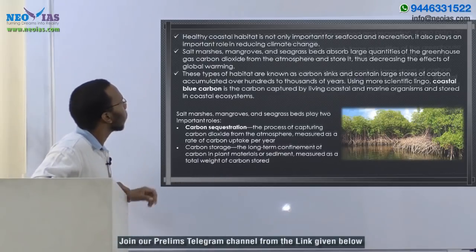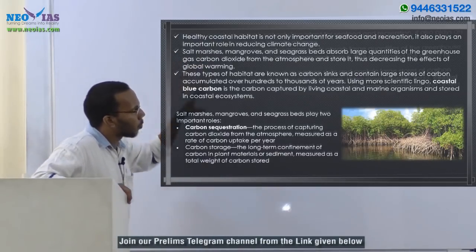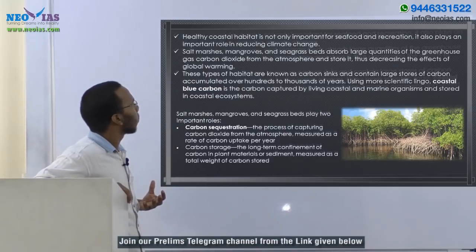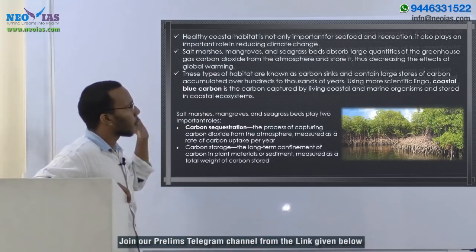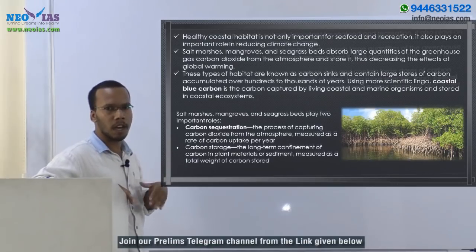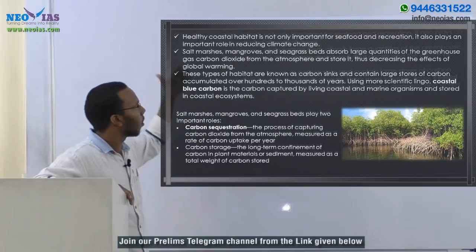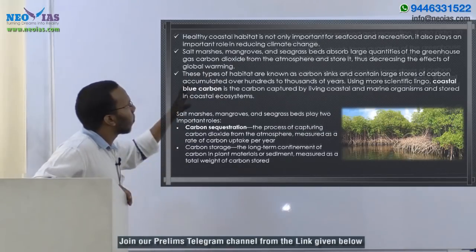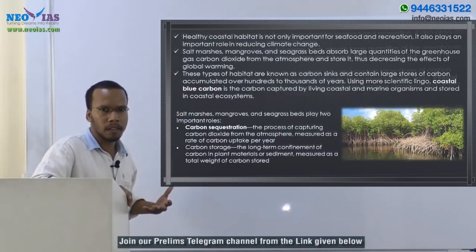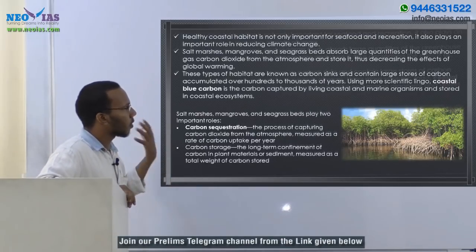Then salt marshes, mangroves and seagrass beds absorb large quantities of the greenhouse gas carbon dioxide from the atmosphere and store it. That means they are sequestering the carbon. Carbon sequestration is done by this mangrove vegetation and seagrasses like that. And thus by absorbing this carbon dioxide from the atmosphere, they are decreasing the effects of global warming, thereby reducing climate change. So these types of habitat are known as carbon sinks.